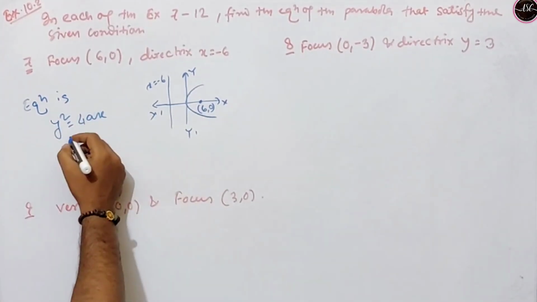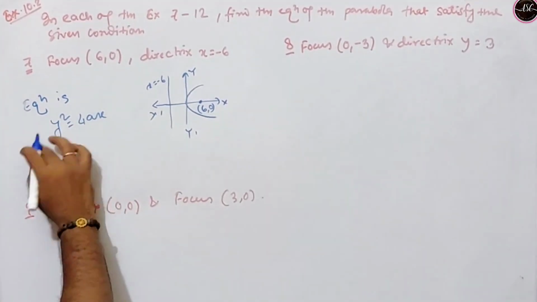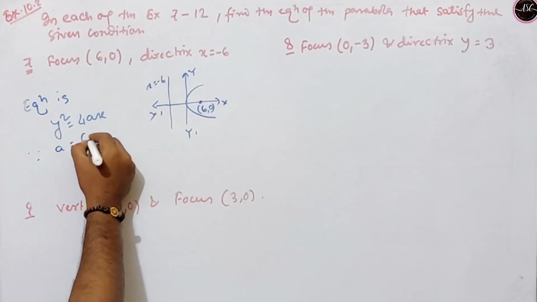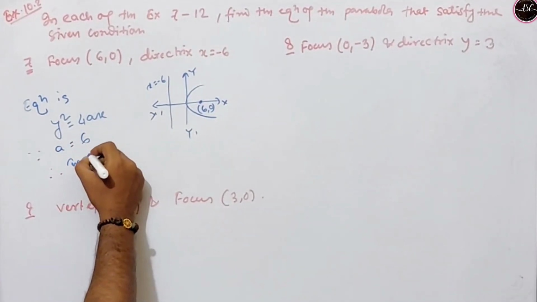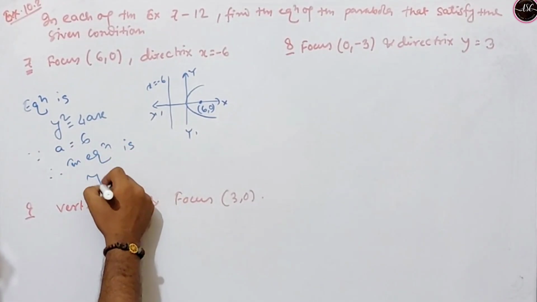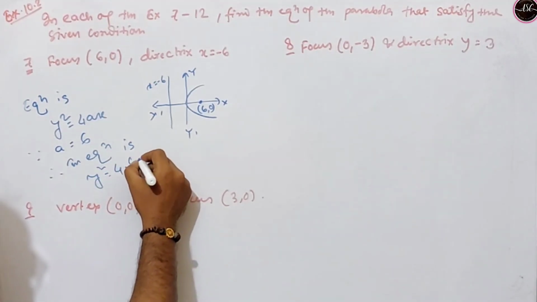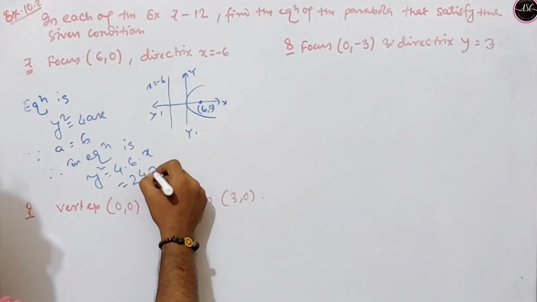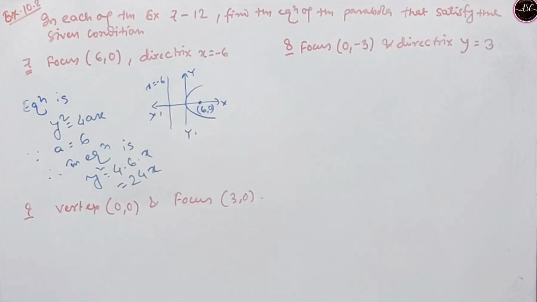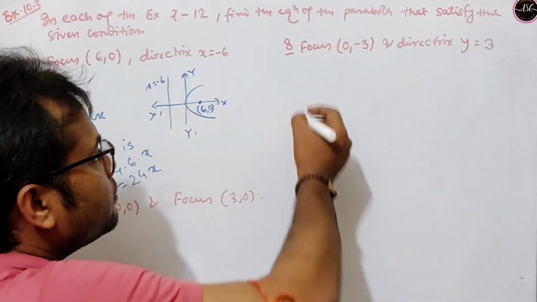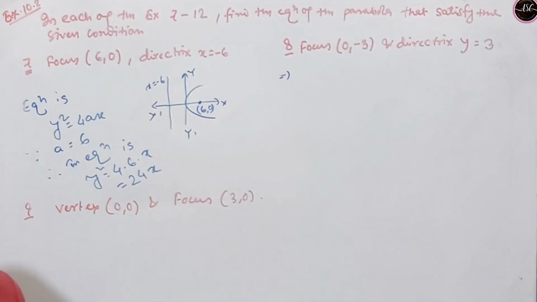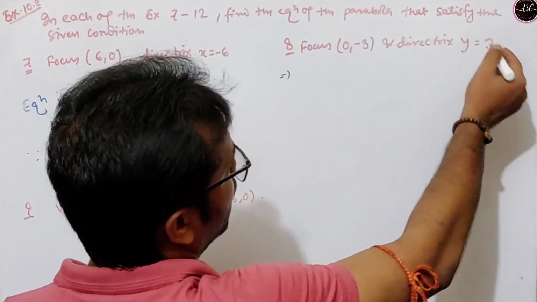Here a is equal to 6, therefore the equation is y square is equal to 4 dot 6 dot x, that means 24x. Y square is equal to 24x is the equation of this parabola. Okay, now look at this, focus is 0 comma minus 3 and directrix is y equal to 3.